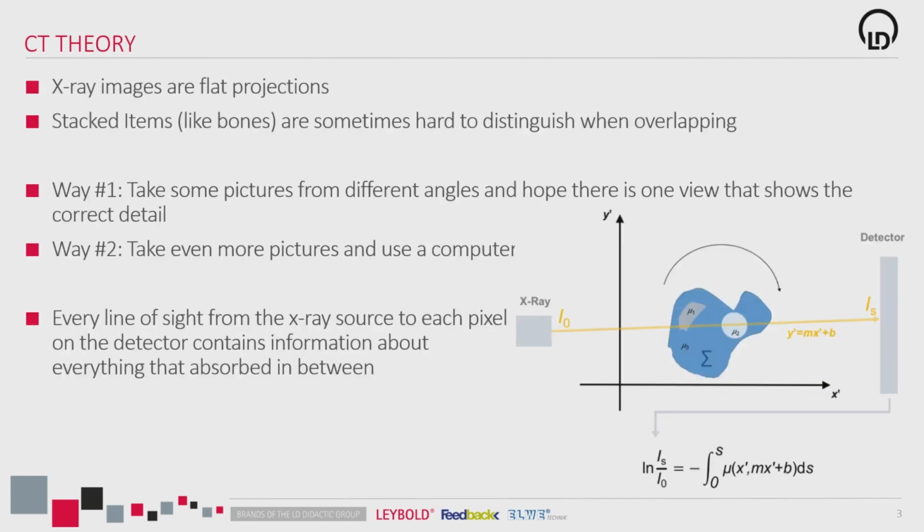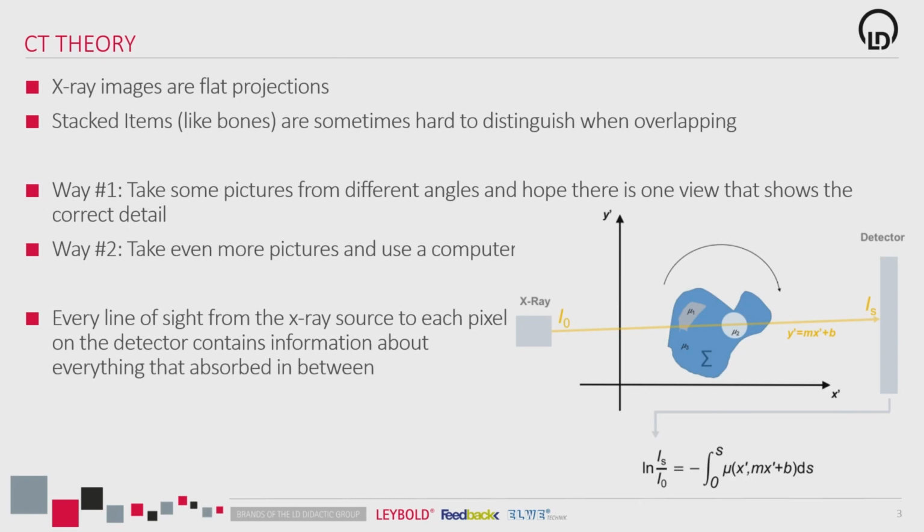So, CT theory. Well, as I said, X-ray images are just flat projections of everything that's inside the X-ray beam. And stacked items like the bones in a wrist or like all the body organs are overlappingly pictured on the X-ray image. And now how to circumvent that? We can take several different pictures from different angles and hope that we'll get one view where there is a correct detail visible, for example a broken bone.